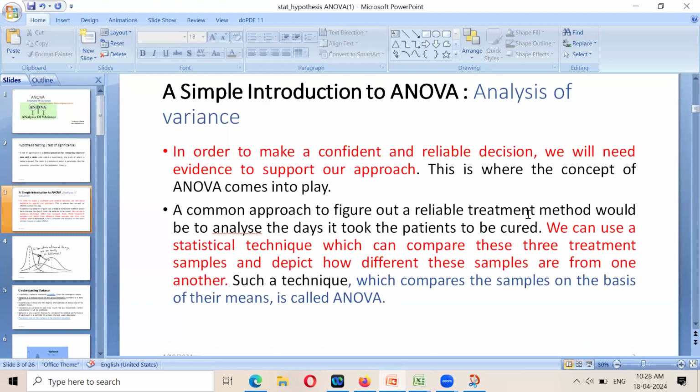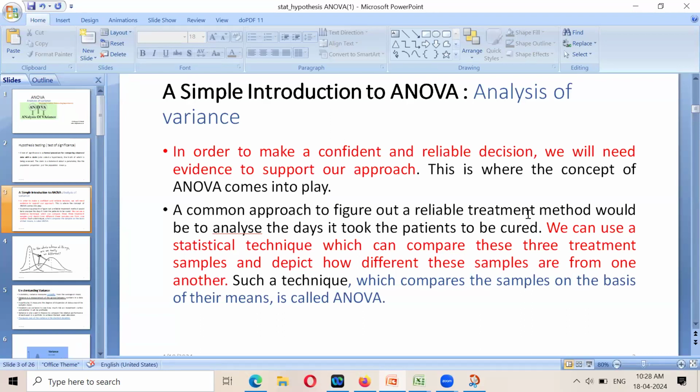In short, ANOVA is a tool for analysis of the data. To make a confident and reliable decision, we need evidence to support our approach, and that is where ANOVA comes into the picture. Suppose we have 3 groups and we have taken the mean of every group. Now we will compare all these groups using some parameters.